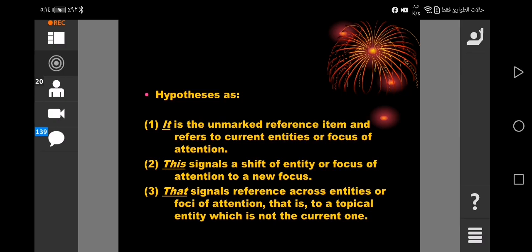So this and that are used almost in the same way, right? When we have a shift of entity, that is, when you talk about one entity and then later you talk about another entity, or you draw the attention of your readers to one phenomenon, and then you draw their attention to another phenomenon, this or that are used in the same way.